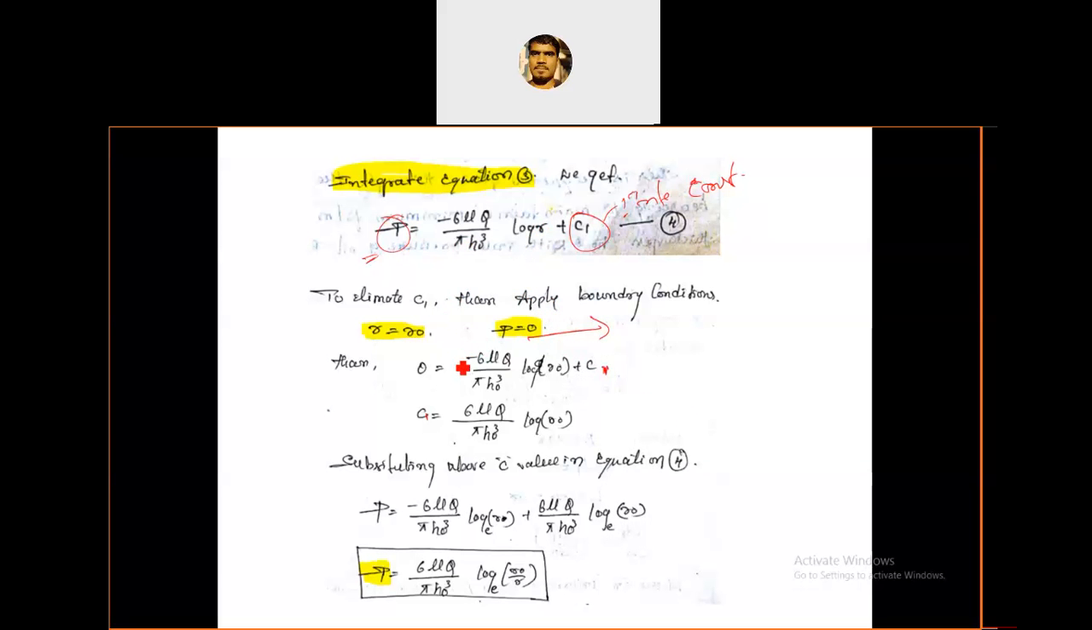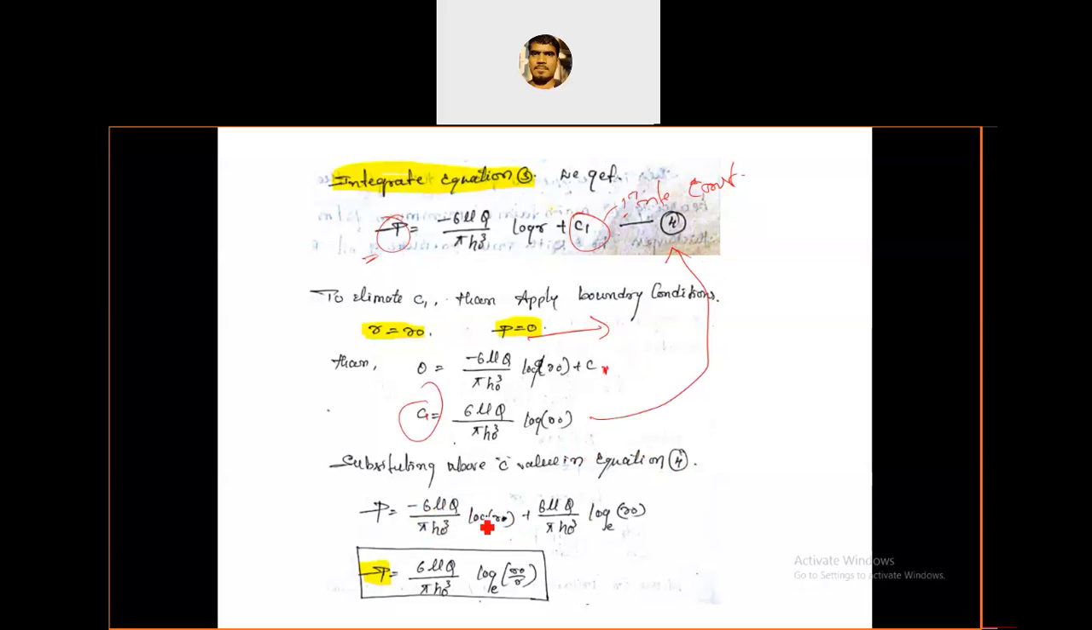And here minus is there. Once you shift to the right side, it becomes plus. So plus c1 is equal to 6 mu q by pi h naught cube log r naught. Now substitute this c value in equation 4. I am substituting the value in equation 4. So P is equal to minus 6 mu q by pi h naught cube log r.